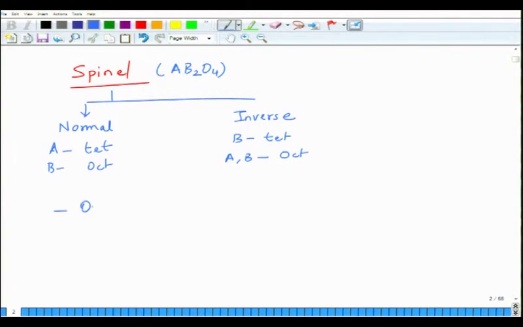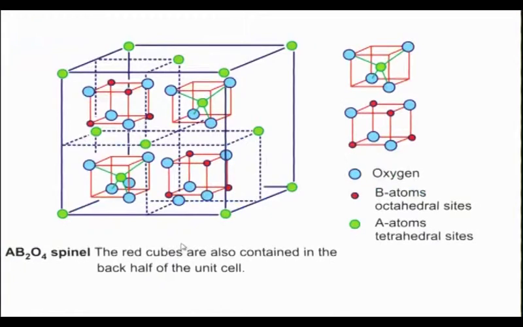So, one unit cell contains 8 formula units of basically AB2O4. So, it is a bigger unit cell, and we will see how the structure looks in a different slide. So, this is how the structure looks in case of AB2O4.